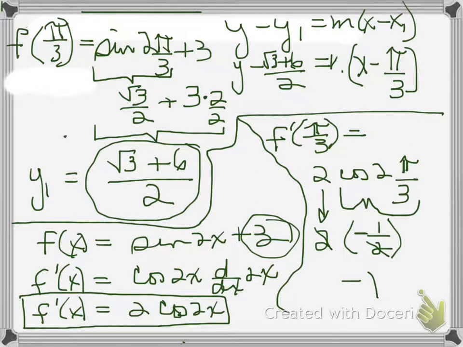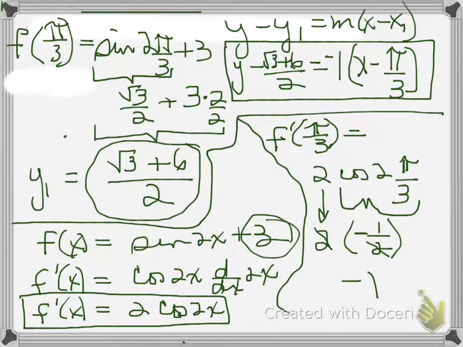Let me erase my slope holder right here, and we're going to put in a negative 1. This is your equation of a tangent line. It may be messy looking, but we did it very systematically, and that is your final answer. So now we're going to go on and do question number 18.